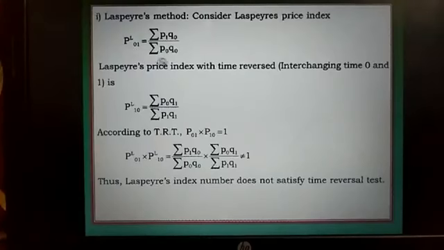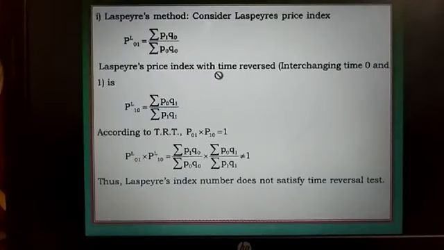We know Laspeyres' price index number is nothing but sum of P1 Q0 divided by sum of P0 Q0. And as we have already known, multiplication by 100 should not be done in terms of time reversal test, because the constant of proportionality has to be excluded. So this is P01 Laspeyres.